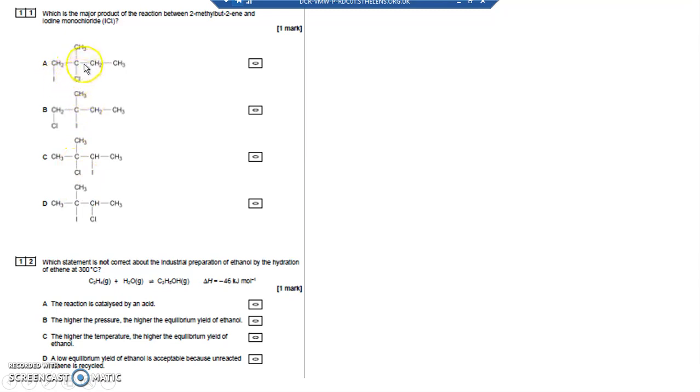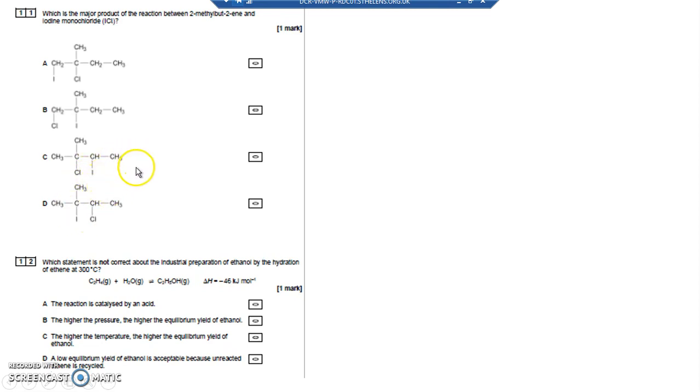So the I and the Cl have bonded across the double bond. Now they're in the wrong position. They need to bond across this double bond at carbon number 2. They're in the wrong position. C and D are in the right position, in between carbons number 2 and number 3 where the double bond has been. So ICl has bonded across that double bond. So A and B are automatically incorrect. The question is, which way round are these two?